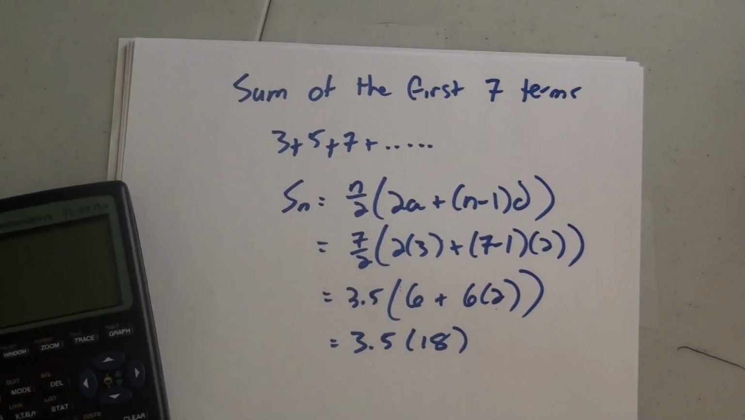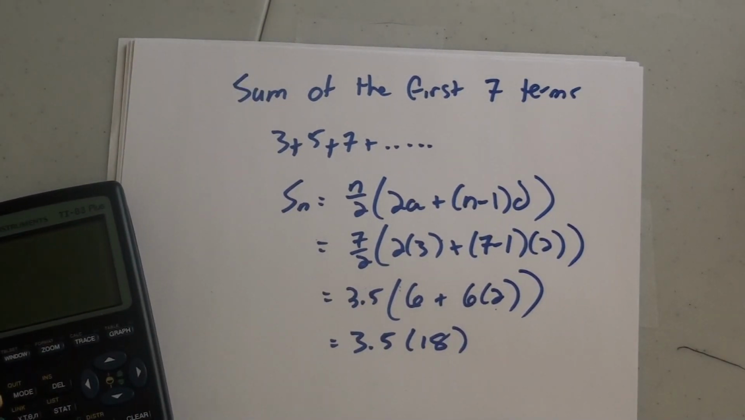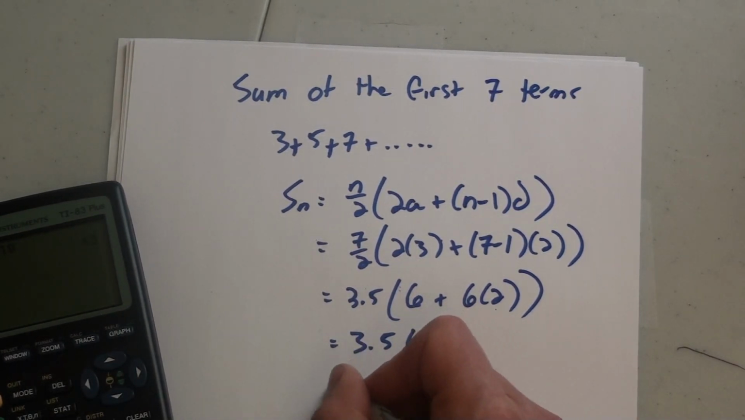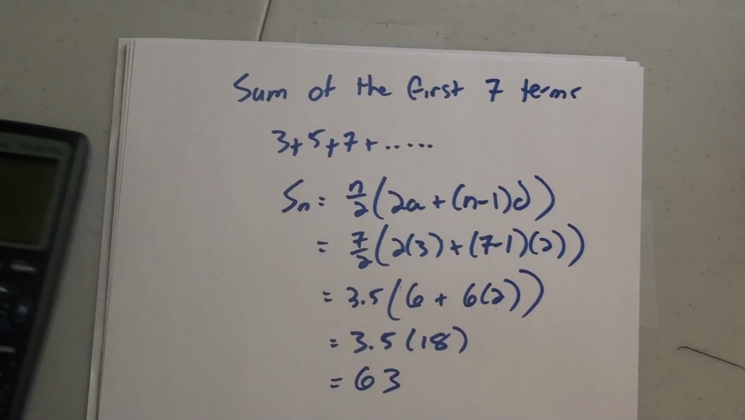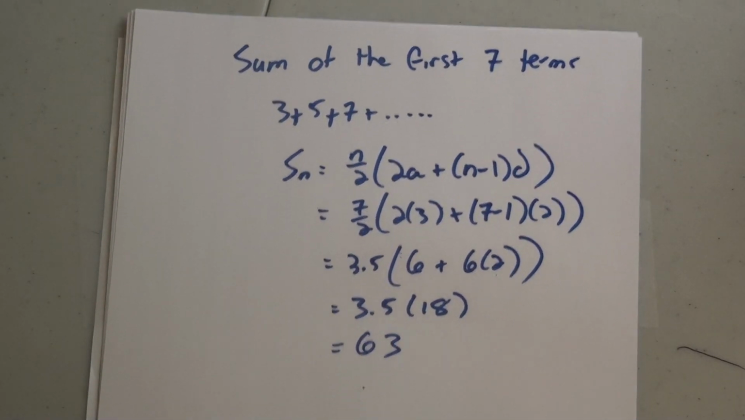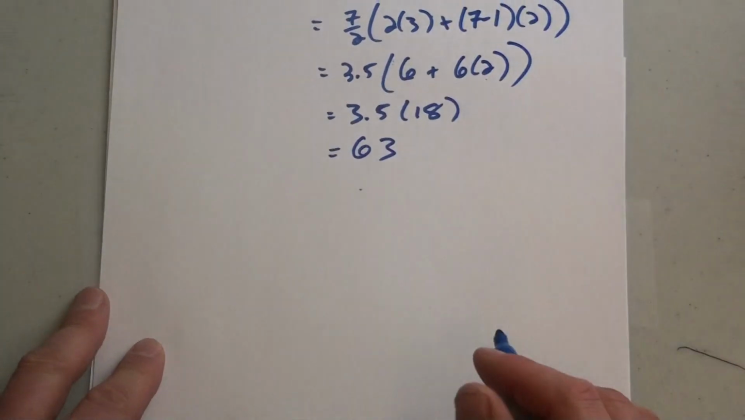Grab a calculator if you need to, and calculate that. So I'm going to have 3.5 times 18, which gives me an answer of 63. Okay. Sometimes you don't know how far you want to go.